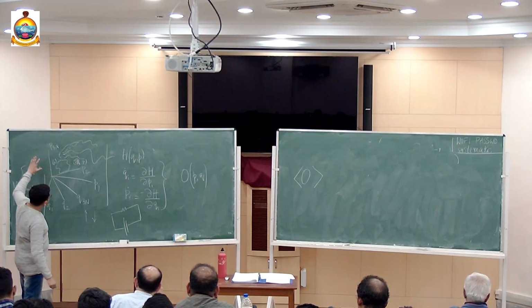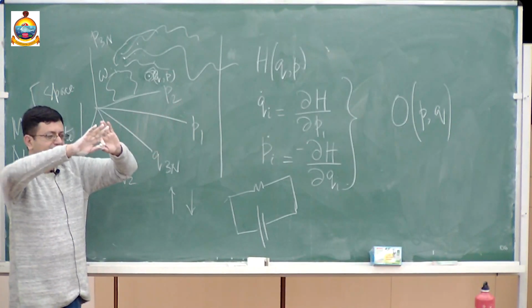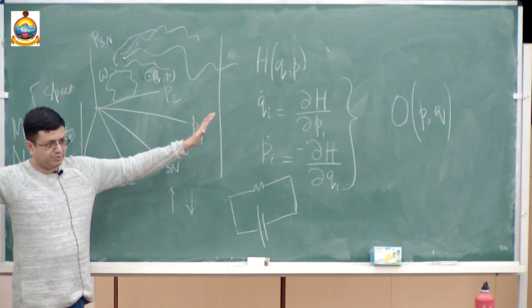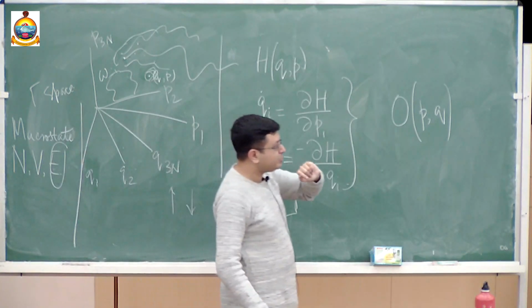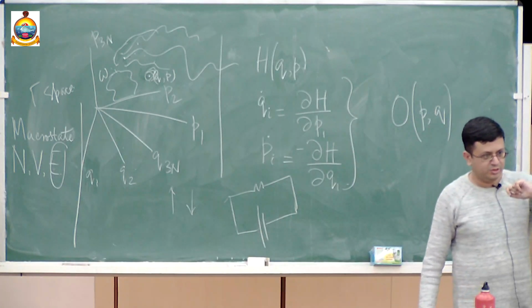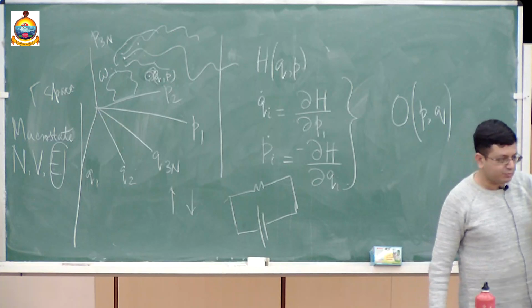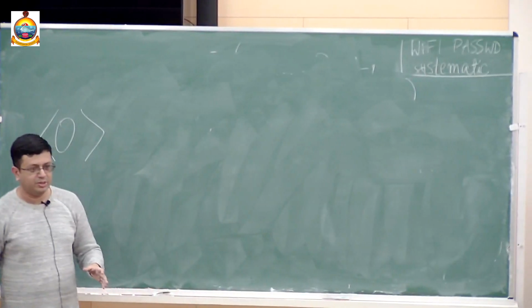Okay, let me do it this way. At a given instant, there is a certain distribution of the phase space points on this constant energy hypersurface. Suppose I am asked to compute the average value of O. So how do I do it?